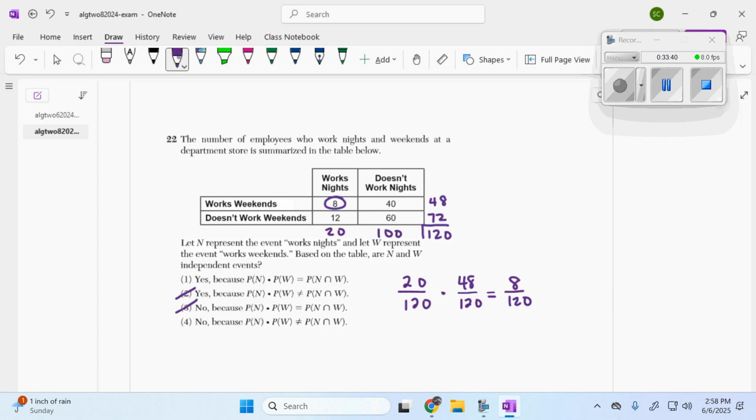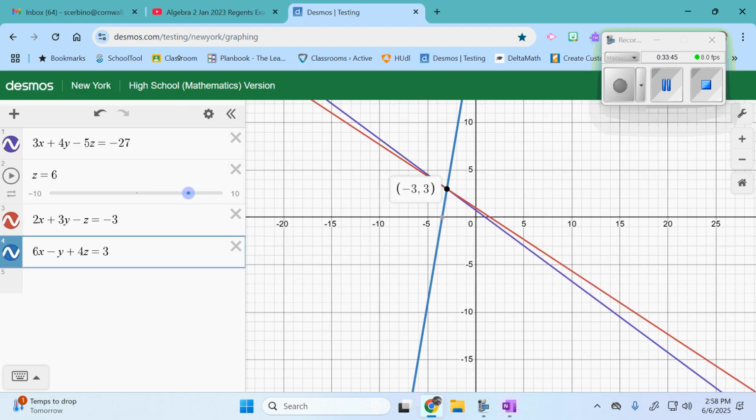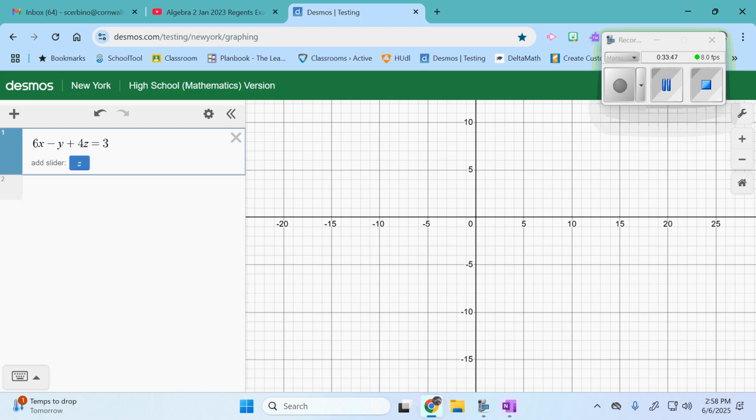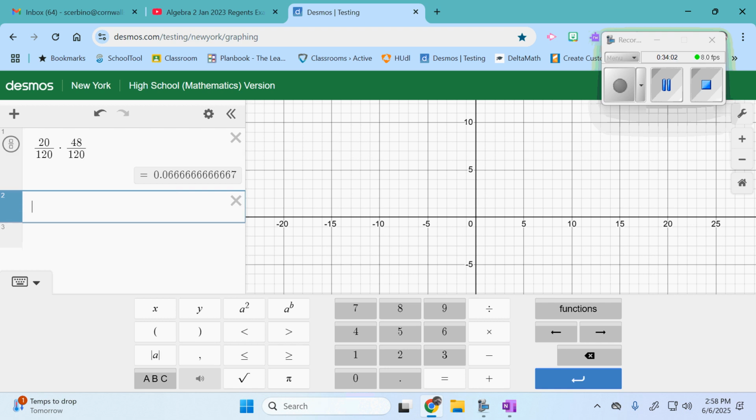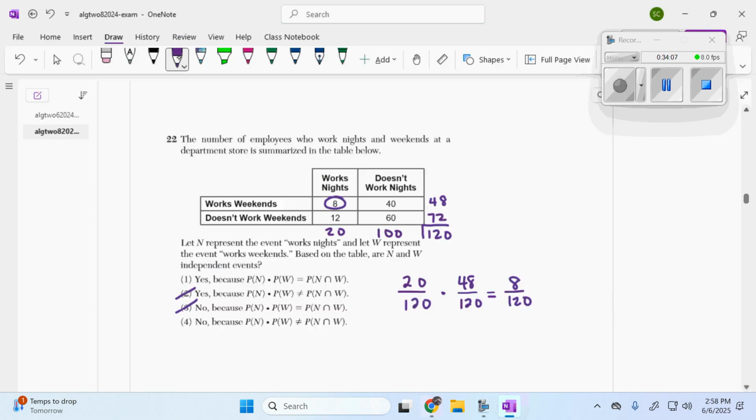If we solve the left side of this and the right side of this, they both come out to be the same number. So if I take my fractions here, I know we all love our fractions. If I take 20 divided by 120, and I multiply that by 48 out of 120, I get that decimal. And if I take 8 out of 120, I notice I get the same decimal. So because these 2 things are equal to each other, I know that these are independent events, because that rule only works for independent events.